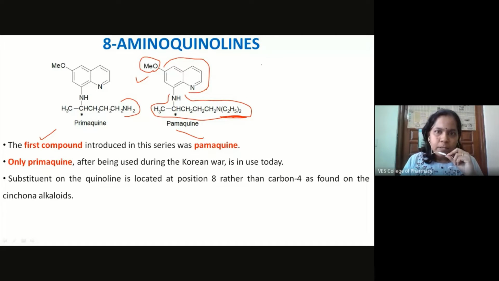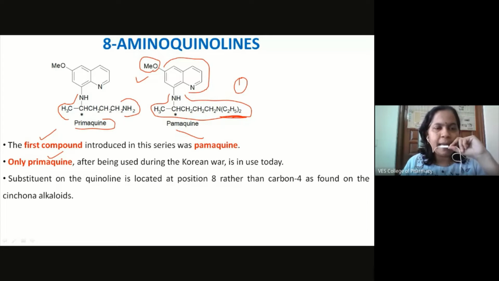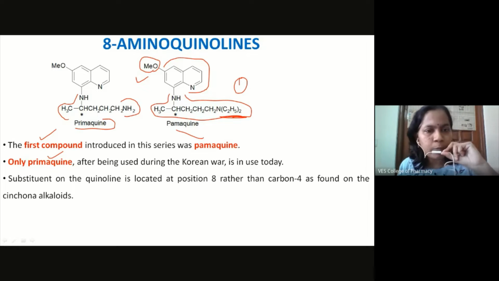So this was the first drug actually, Pamaquine. If the question is the first 8-aminoquinoline, the answer should be Pamaquine. And the only drug which is there in clinic now is Primaquine. Amongst the older analogs, it is only Primaquine. And how does it differ from 4-aminoquinoline? Simply because the substituted amino group is present at 8th position rather than the 4th position in case of the 4-aminoquinolines. Is it clear to everyone? Yes, ma'am.